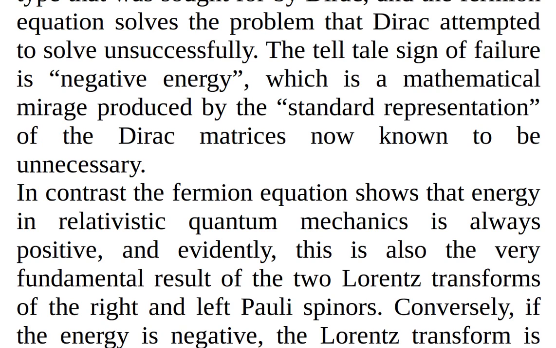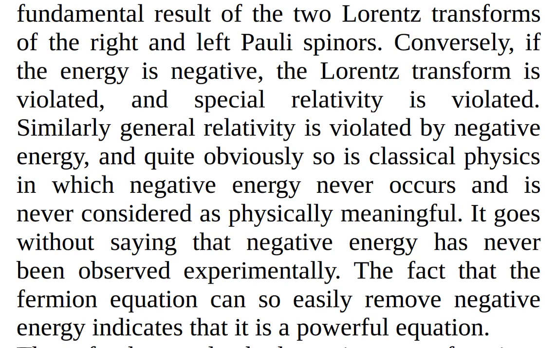The telltale sign of failure is negative energy, which is a mathematical mirage produced by the standard representation of the Dirac matrices, now known to be unnecessary. In contrast, the Fermion equation shows that energy in relativistic quantum mechanics is always positive, and evidently this is also the very fundamental result of the two Lorentz transforms of the right and left Pauli spinors. Conversely, if the energy is negative, the Lorentz transform is violated and special relativity is violated.